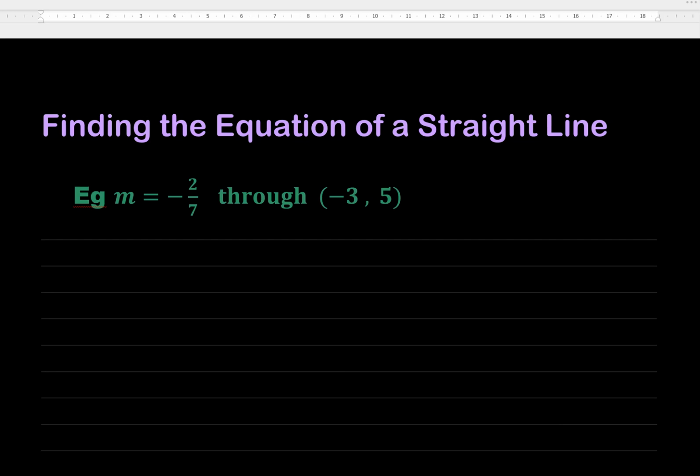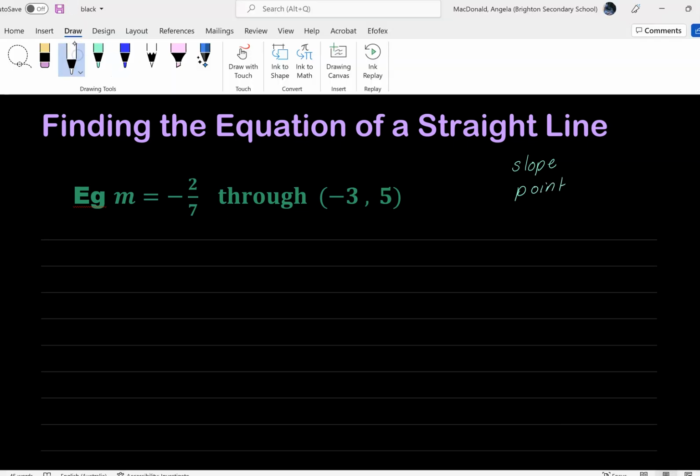Finding the equation of a straight line, pretty straightforward. We need two things really. We need the slope, okay, and we need the point. And if we have those two things, it's an easy process. Now there's a few different ways that we can do it.